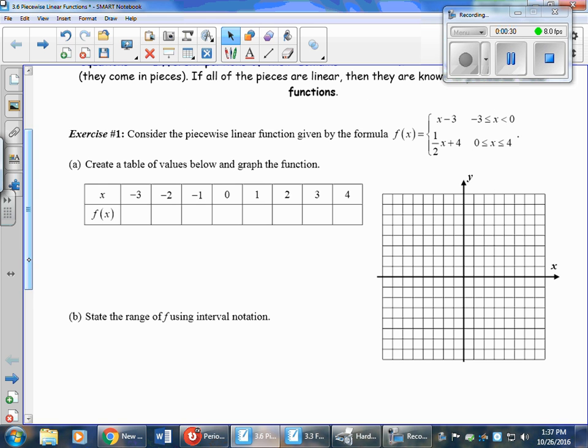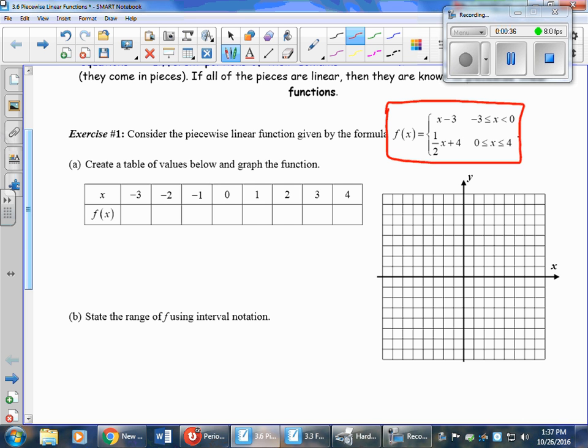So, taking a look here, we have f of x. I'm looking right over here. And we can see how we have x minus 3 between negative 3 and 0, not including 0, right? So, in this case, it includes the negative 3, but it does not include the 0 here. And then 1/2 x plus 4 is including 0 and including 4.